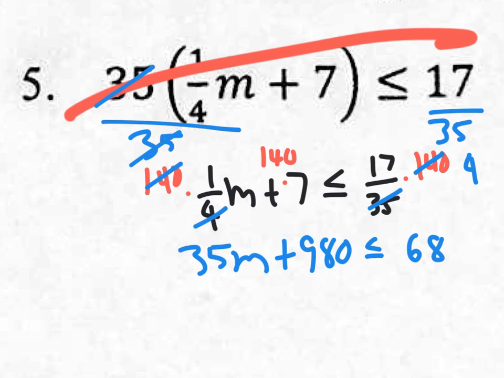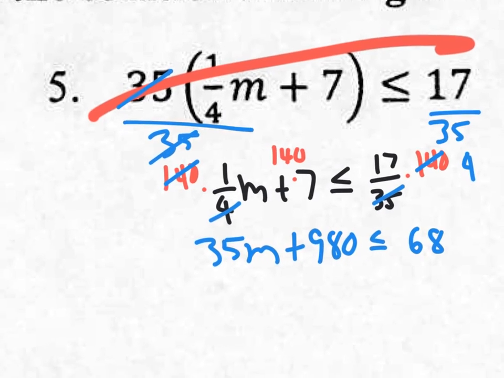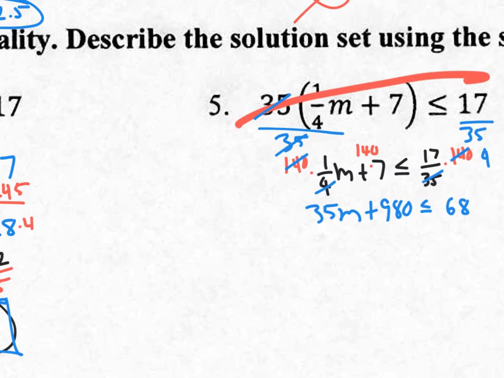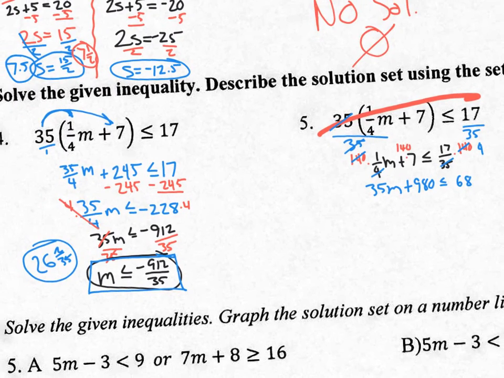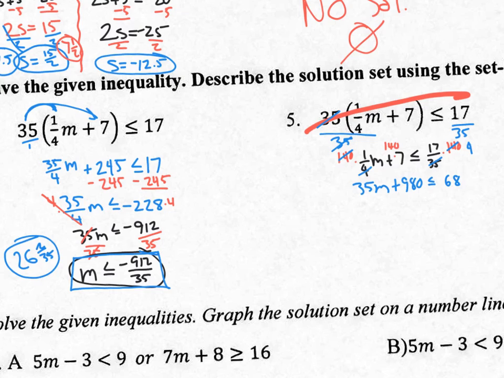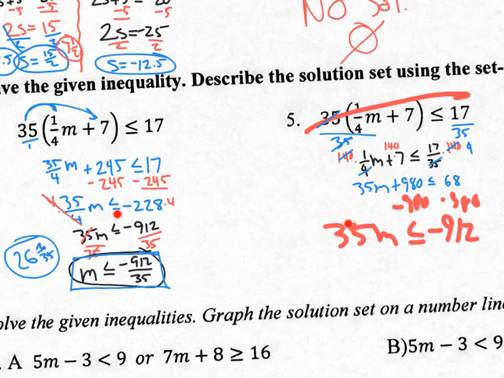So you really end up with, I mean, it really doesn't make it that much easier. Whatever you prefer. You should end up with the same exact answer. When you subtract 980 on this side and subtract 980 on that side, you're going to end up with 35m is less than or equal to negative 912. And notice that over here we have 35m is less than or equal to negative 912. Same exact thing as over here, so you're going to get the same exact answer. Just depends what you feel more comfortable with.